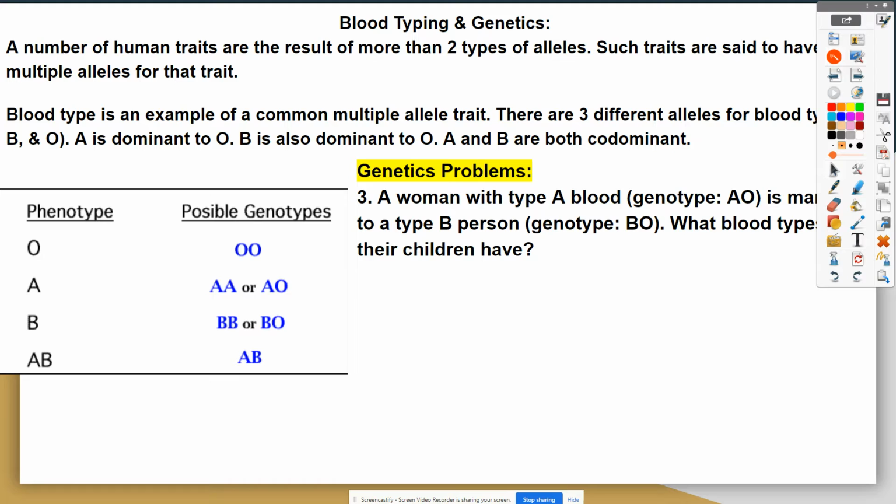Next question. Who wants to come over here to do it? All right, come on. It says a woman with type A blood, heterozygous, is married to a type B person that is heterozygous. What blood type do their children have?